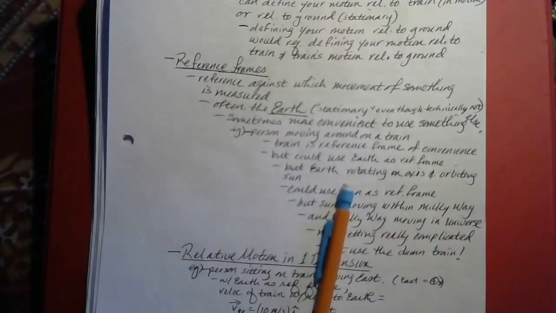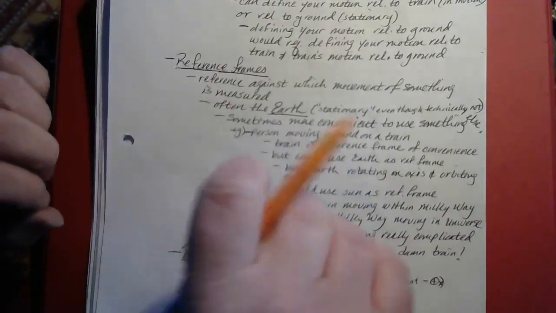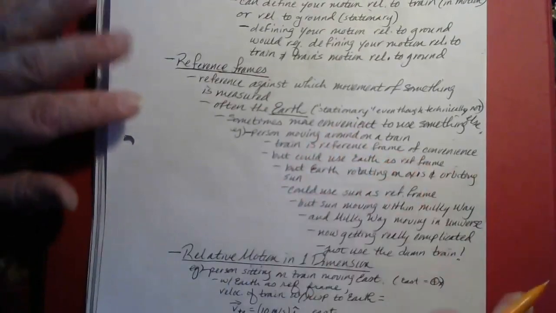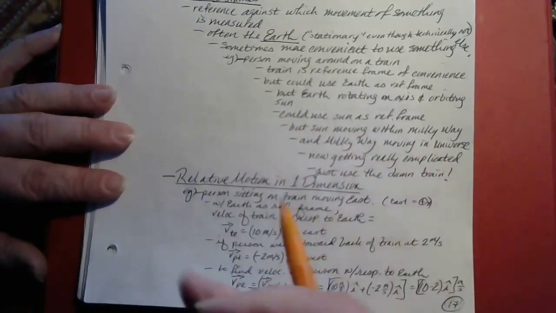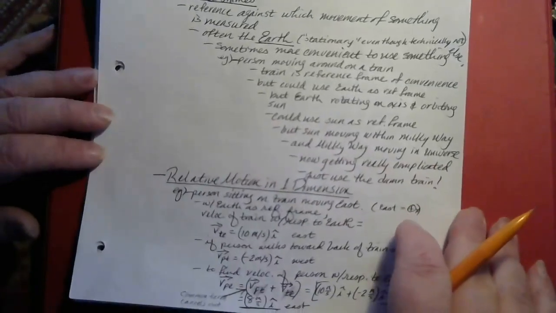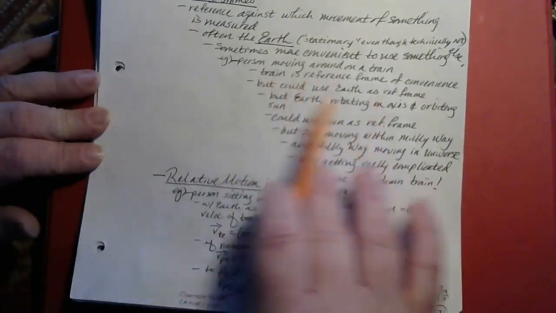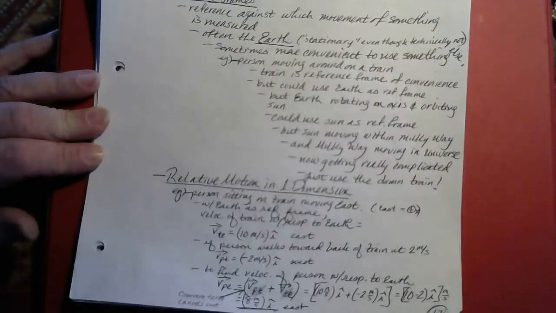So that is probably the most convenient, quote unquote, stationary reference point. But you can use other reference points as well. Like I said, with the example of the train, you can use the train as a reference point. So I mentioned all of that.